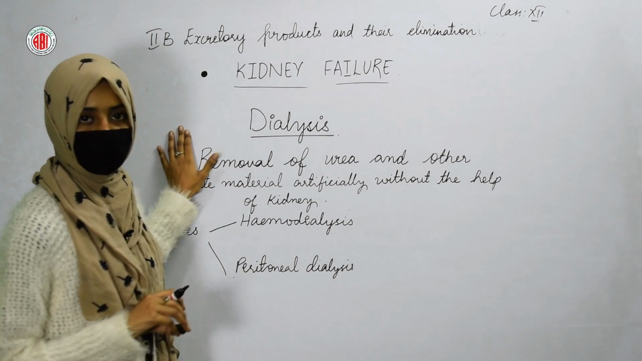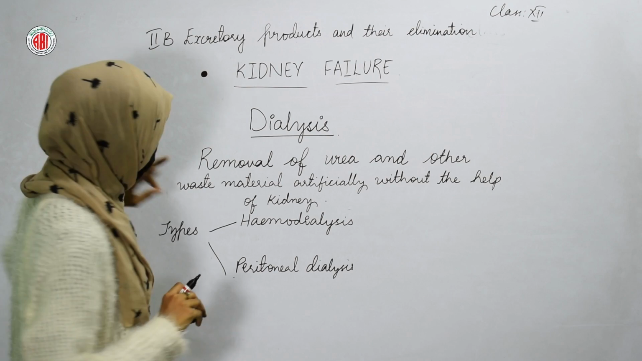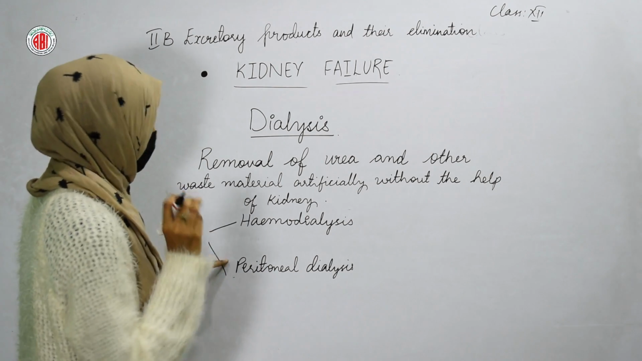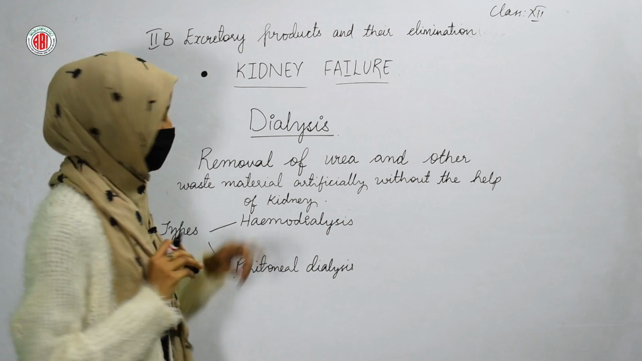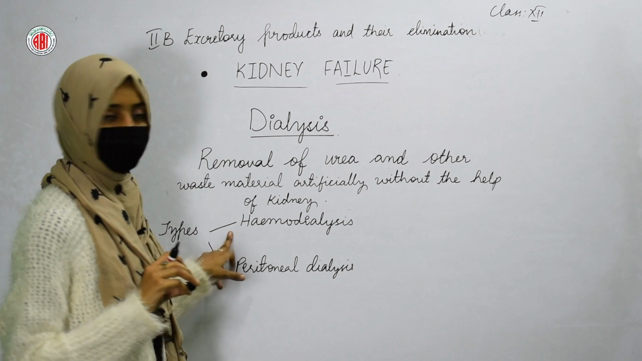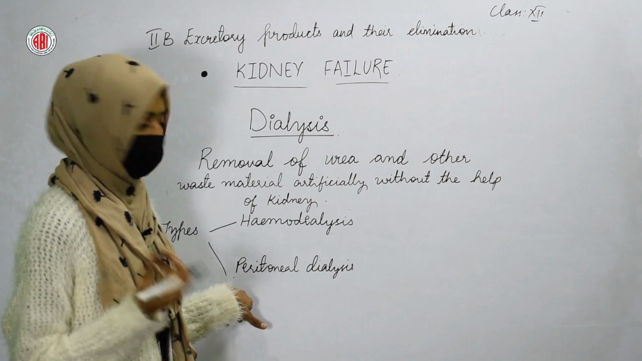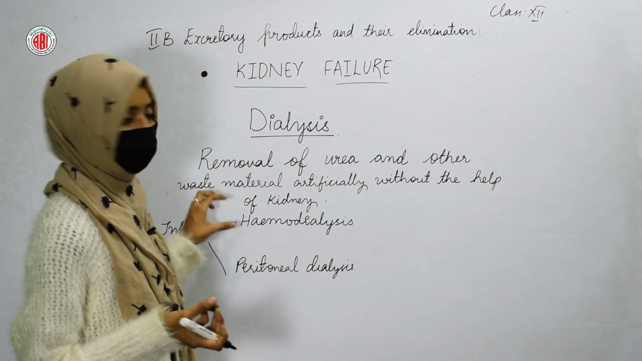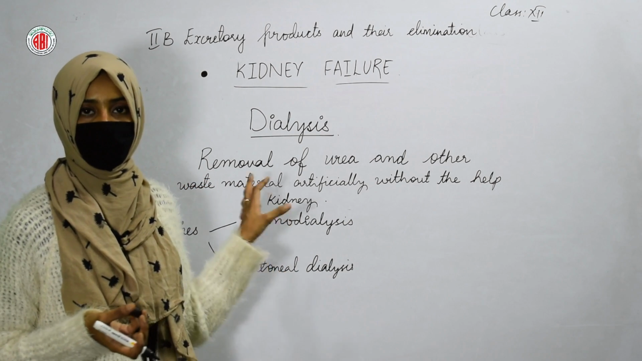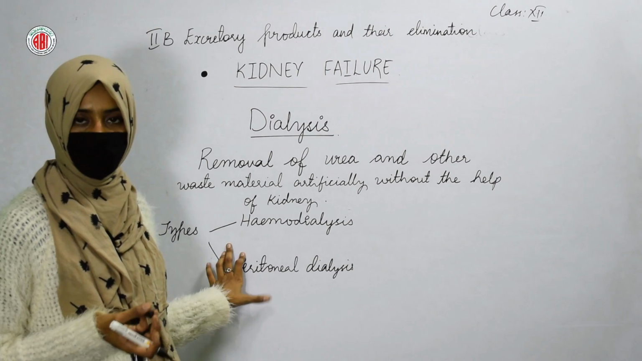This solution is of two types: one is hemodialysis and the other is peritoneal dialysis. In your syllabus, the process of hemodialysis is given, but no process is given for peritoneal dialysis. So we are going to discuss hemodialysis only, and learn about the process of hemodialysis.